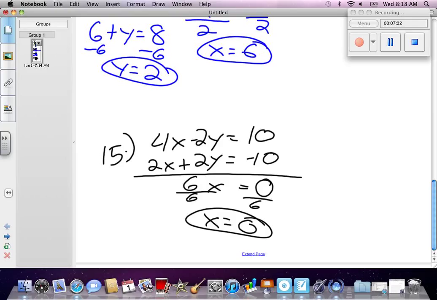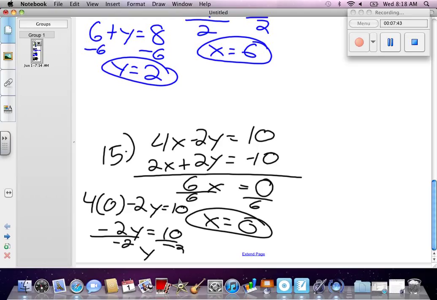Okay. So I've got to find y. So I'm going to take that and plug it back in. You can plug it back into the first one or the second one. Remember, it doesn't matter. I get negative 2y equals 10. Divide by negative 2. Y equals negative 5. Which on your paper should be A. 0, negative 5.